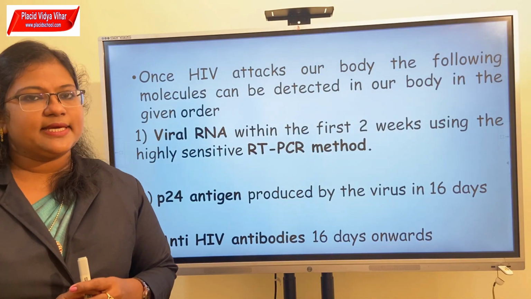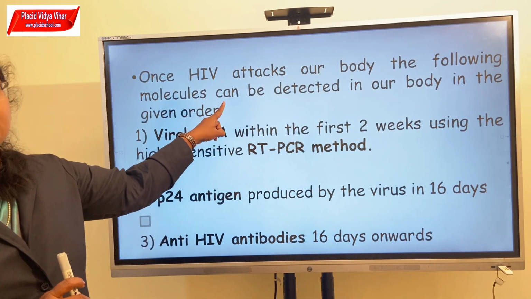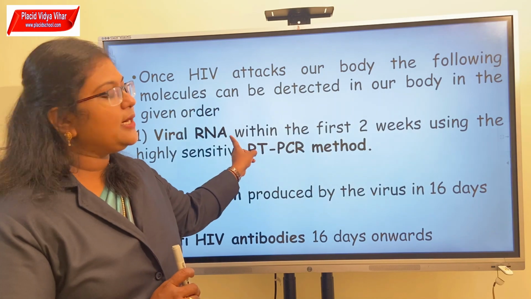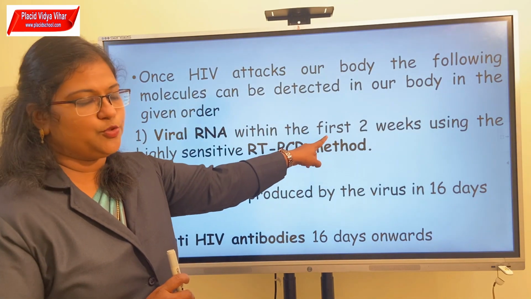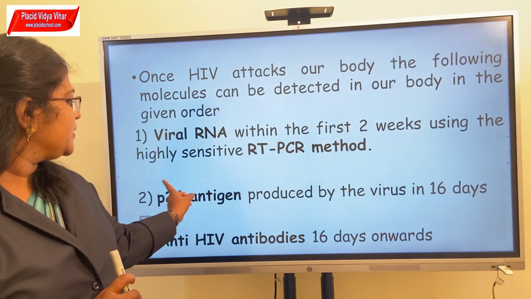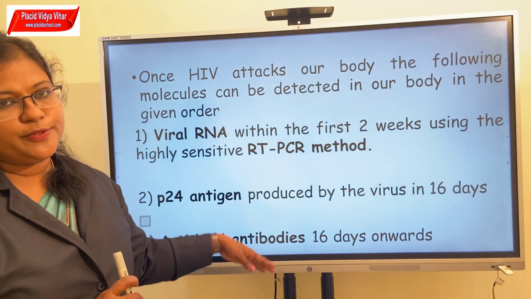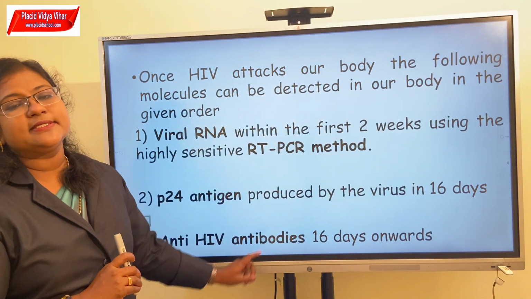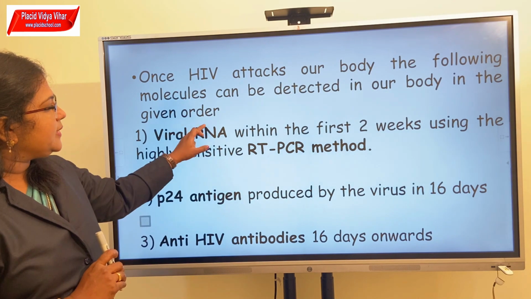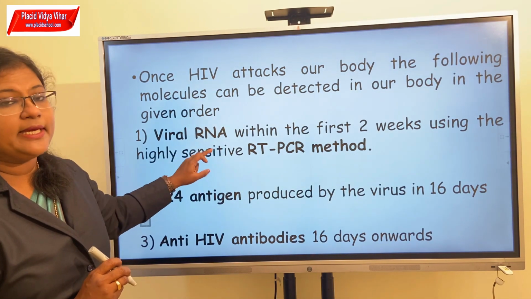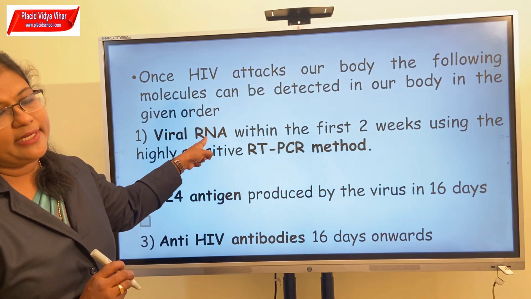Once HIV attacks our body, the following molecules can be detected. This is the order in which we will be detecting the molecules. Viral RNA will be detected in the first 2 weeks, as I told you, and you can detect it by using real-time PCR. Then P24 antigen will be produced within 16 days, and anti-HIV antibodies will be produced from 16 days onwards. So, ideally, for early detection we will be using real-time PCR. There you are detecting the presence of viral RNA.